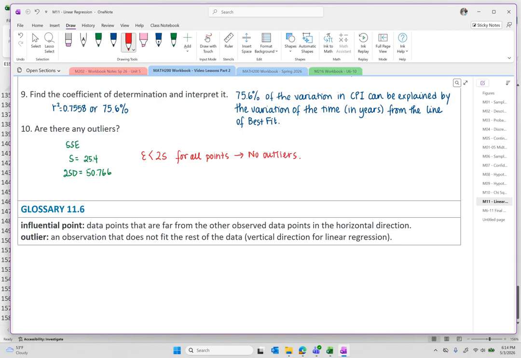Remember that for the glossary for this last unit of our statistics course, we talked about outliers in the case of linear correlation and also about influential points, which are points with an X value far away from the rest of the cluster of the data.